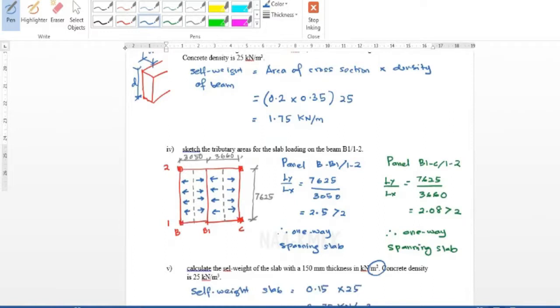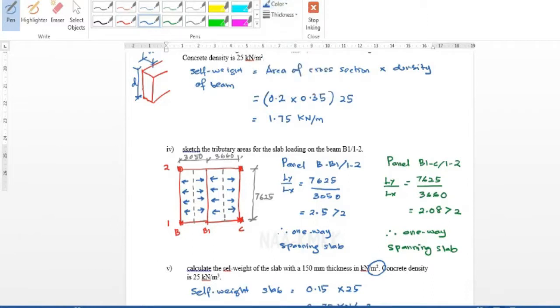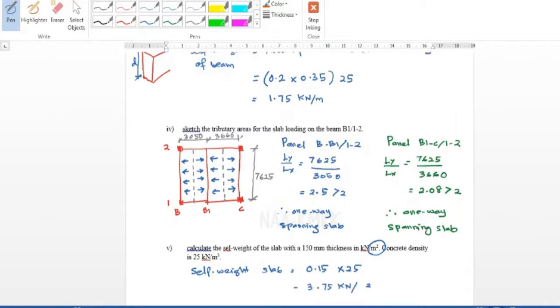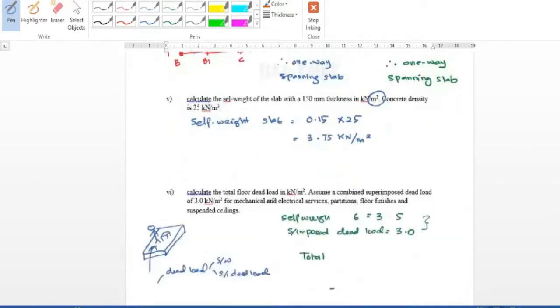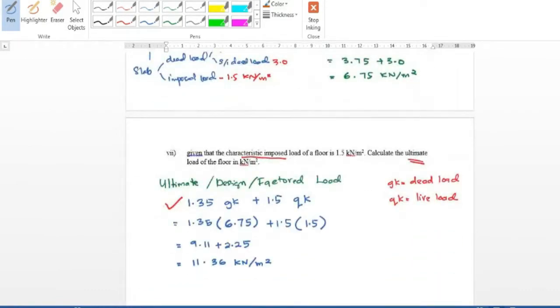Okay, guys, please get this carefully. Beam B112 supports half of this leg and half of this leg, not the total load. The total load of slab means the ultimate load of slab. The ultimate load of slab is 11.36. Okay, total load of slab is 11.36.